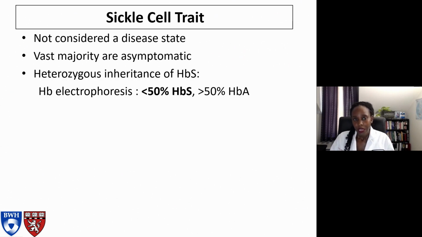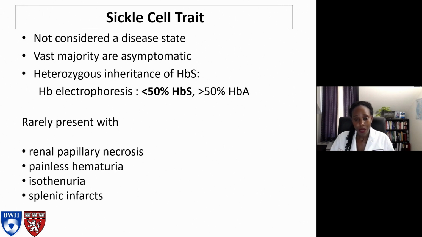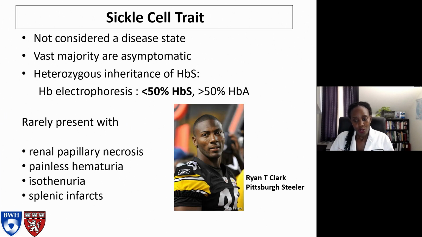Sickle cell trait is not a disease state. The vast majority of patients are asymptomatic. It is the heterozygous inheritance of the sickle gene, and individuals have less than 50% hemoglobin S. Very rarely, however, these individuals may have renal complications or splenic infarcts. There is this poster child who played for the Pittsburgh Steelers, who was completely well, even under exercise, but during a game at a high altitude, had a splenic emergency.